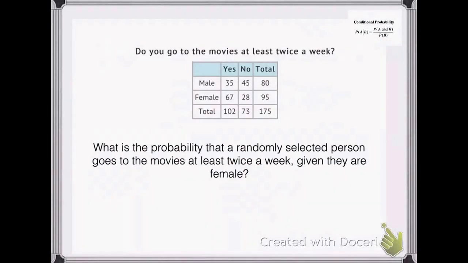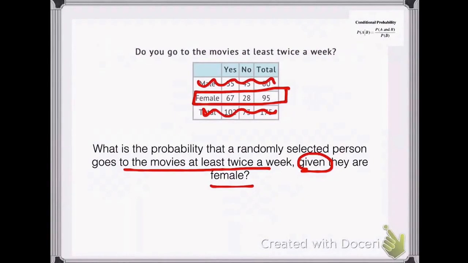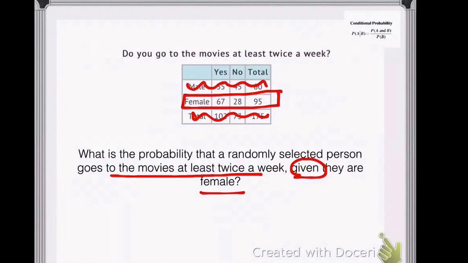You do this one. What is the probability that a randomly selected person goes to the movie at least twice a week, given that they are female? So remember, you're only going to look at the females, and in this case we have our total for females already. Notice it's in front of me. Tell me the probability that somebody goes twice a week.